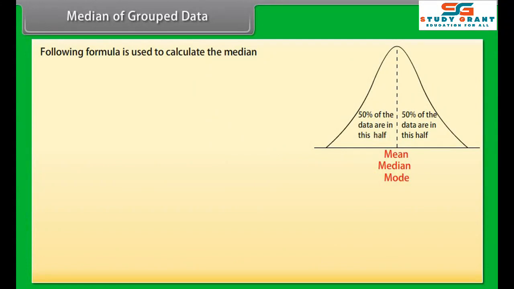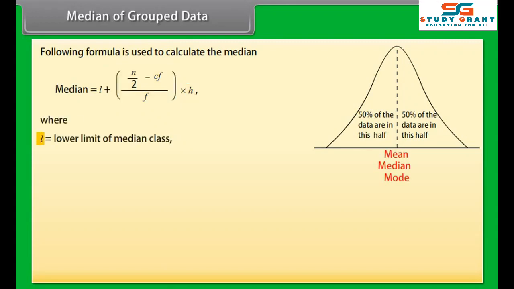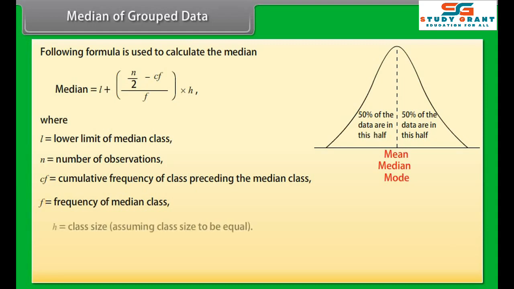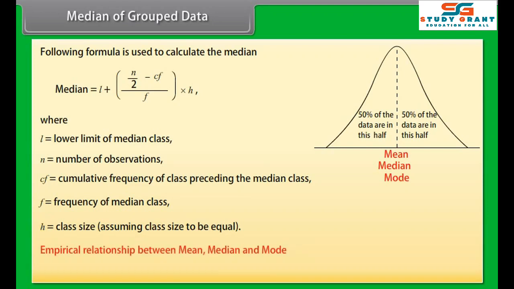Following formula is used to calculate the median. L plus (n by 2 minus CF) divided by F and multiplied by H, where L is equal to lower limit of median class, n equals number of observations, CF equals cumulative frequency of class preceding the median class, F equals frequency of median class, H equals class size assuming class size to be equal. Empirical relationship between mean, median and mode. 3 median is equal to mode plus 2 mean.